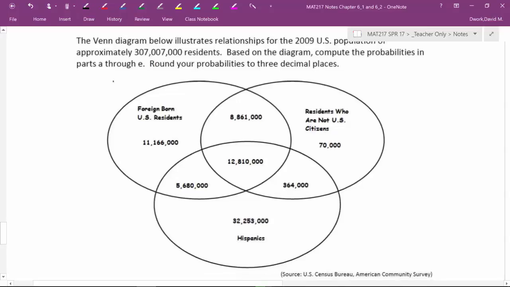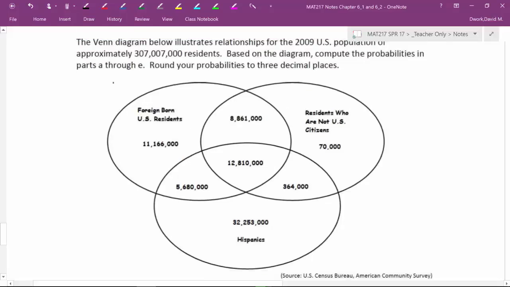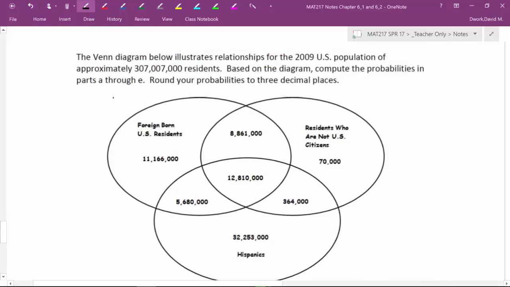And then look at these couple questions. So the first one, let's just make sure we understand what everything's saying. Foreign-born U.S. residents. Now, first of all, when you read the whole thing, this is talking about the 307 million residents in the United States. So that is people who live here, right? People who are residents here in the United States. So if you are foreign born, that means you were not born in the United States, but you are still a resident. So there you go.